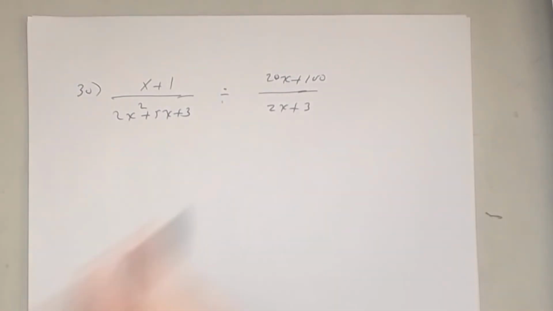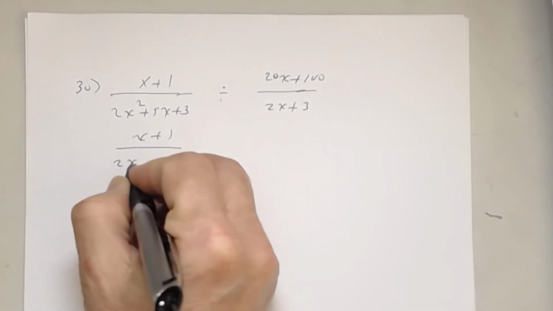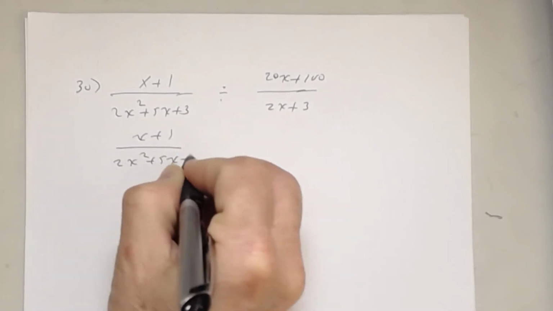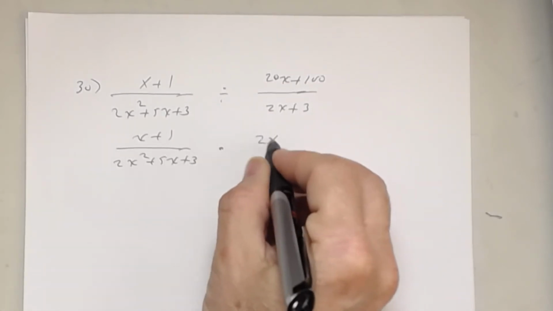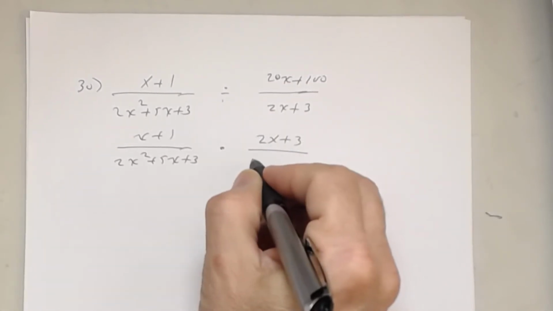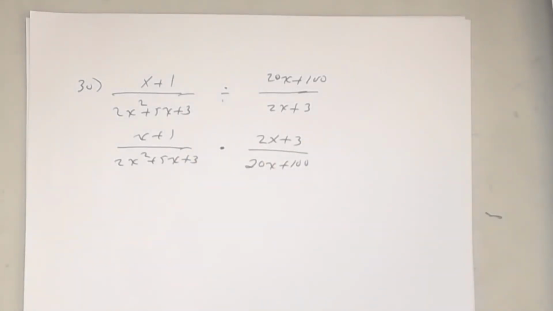Change the division to multiplication. So (x plus 1) divided by (2x squared plus 5x plus 3) times what over what? Right. Okay, so that was step 1. Step 1 was to change the division to multiplication. And once you change to multiplication, it's very easy after that. What's the next step? Factor.